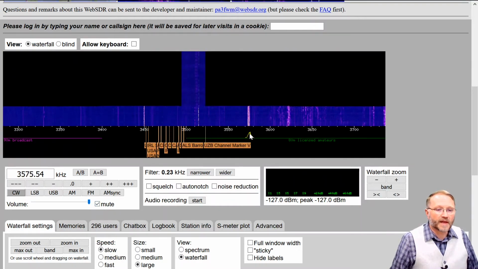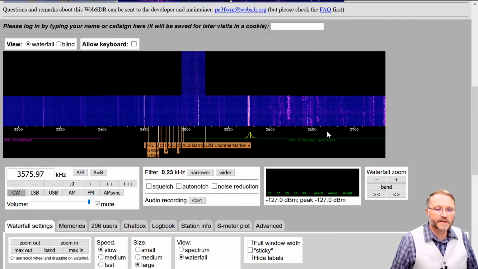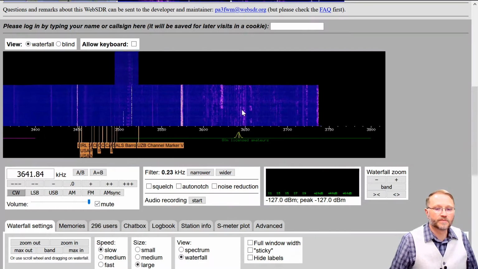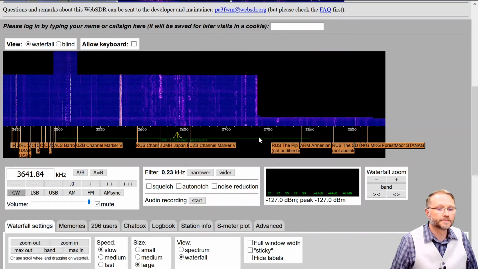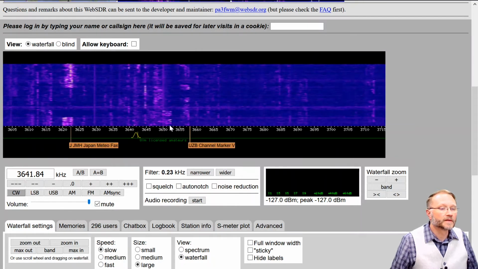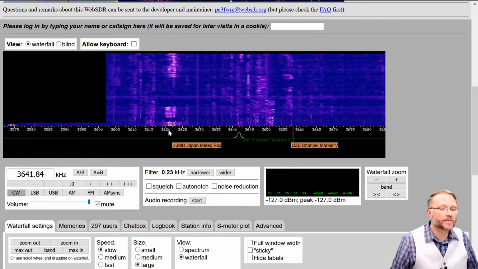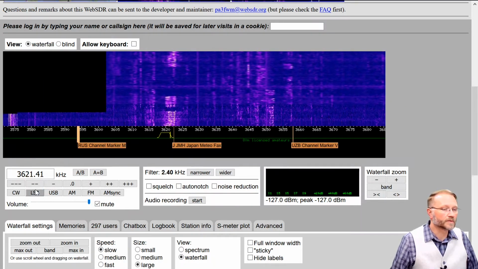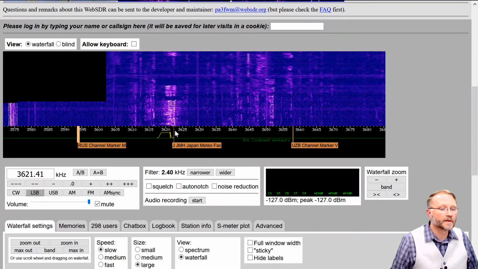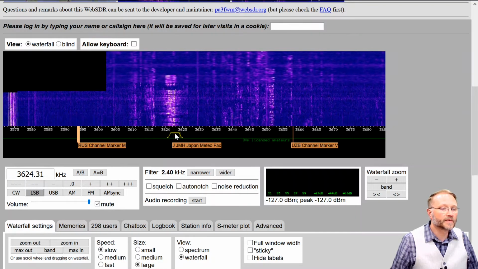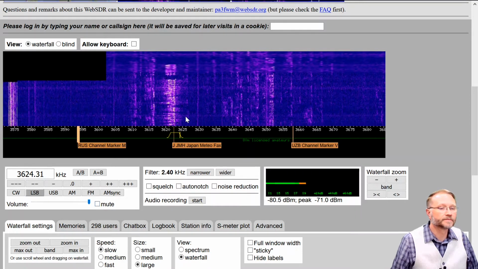If we move up the amateur bands a little bit, let's see if we can find some voice signals. Looks like this might be promising here. So we're going to go lower sideband. We're going to tune in right here and see what we get.